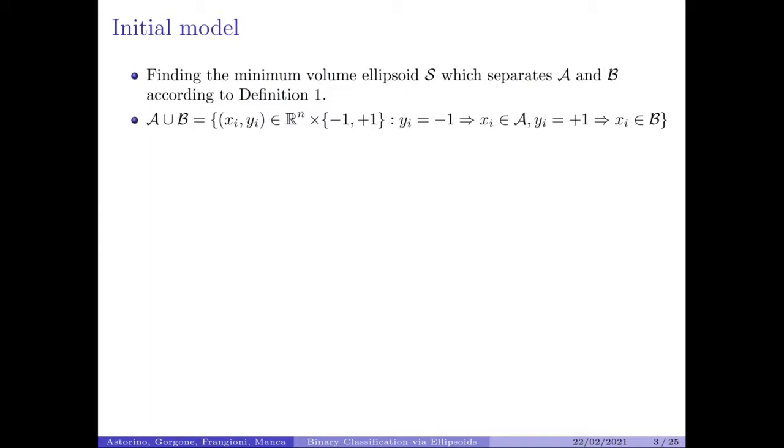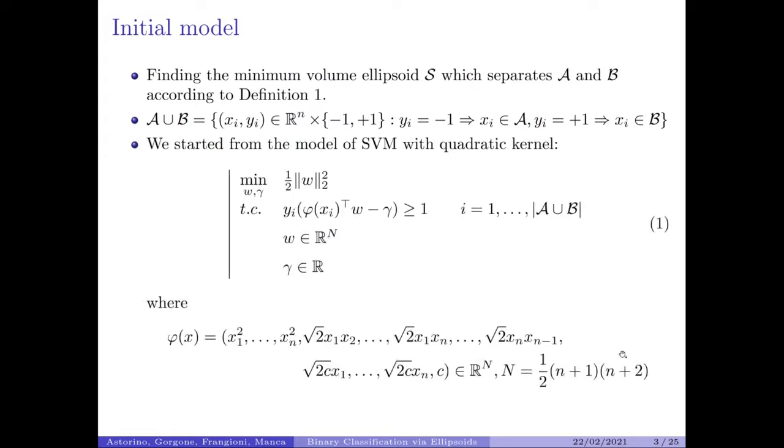according to the definition I just gave you. To do that, we consider the points of A and B as labeled points. So label -1 corresponds to the set A, and label +1 corresponds to the set B. And we started by considering the standard SVM model with quadratic kernel. So we start with this model where the map phi is the quadratic kernel map, which maps the points from the space R^n to a higher dimensional space.